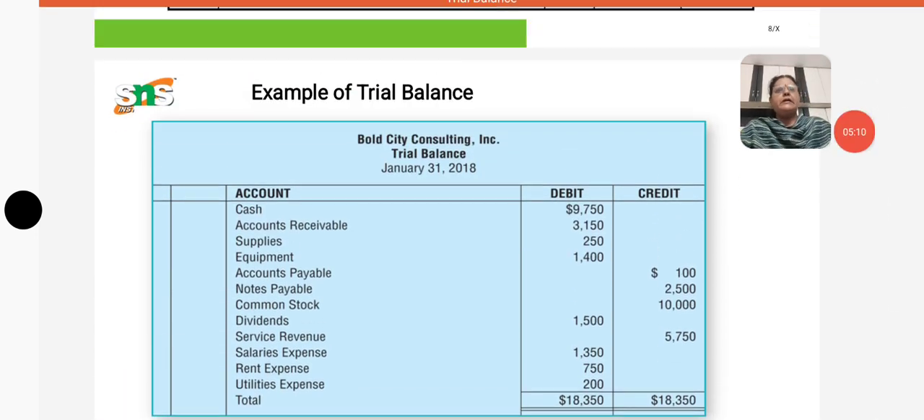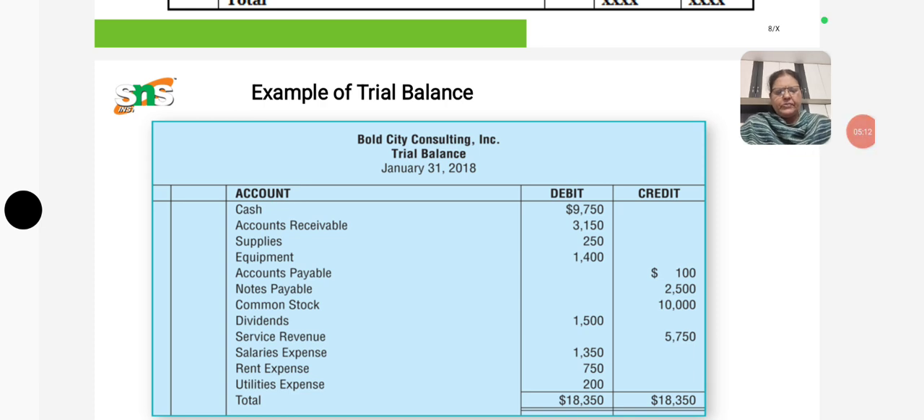So this is an example of a trial balance. Here you can see an example of a trial balance which consists of cash account, supplies, equipment, accounts payable. So the total here is $18,350. So this is correct.